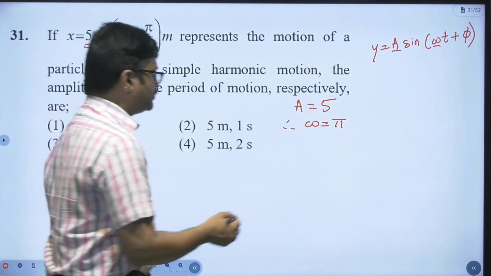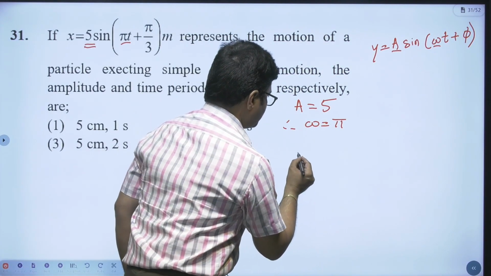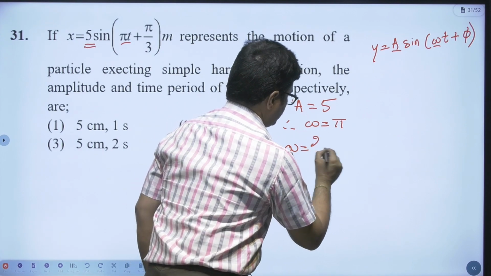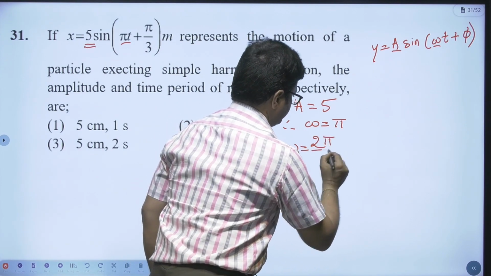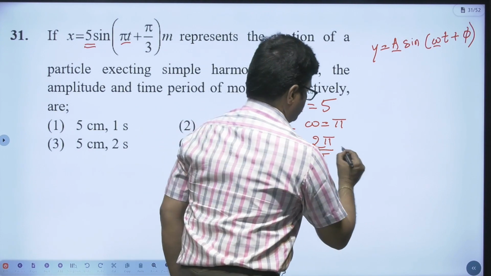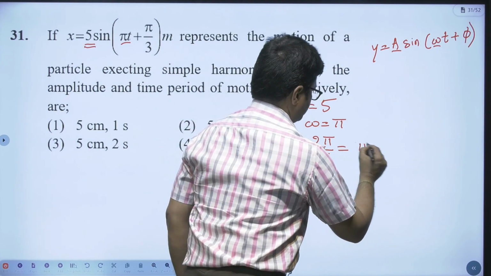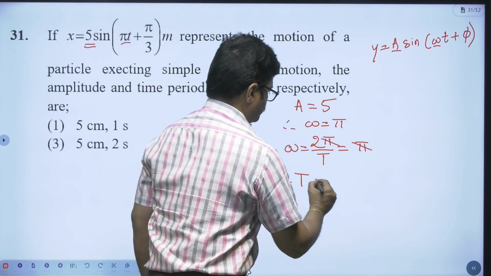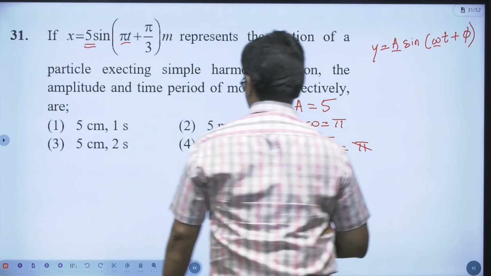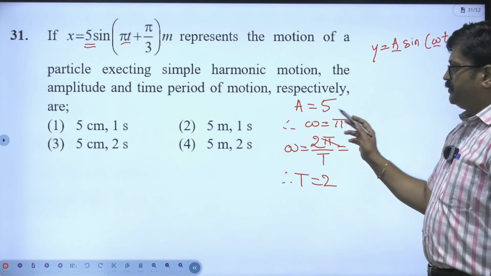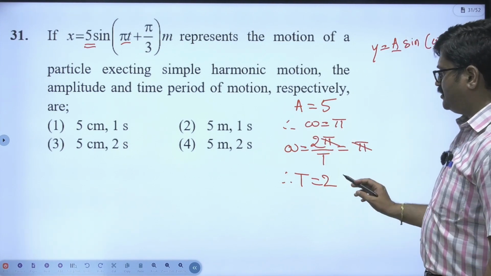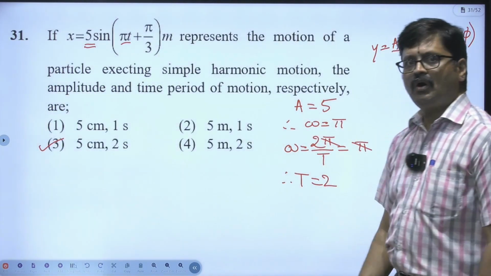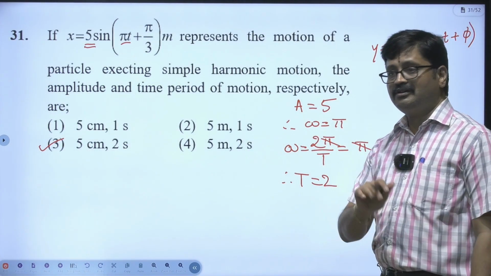Now time period, I can very easily understand that omega is equal to 2 pi by time period. Now this is equal to pi. So you cancel off pi here, then we'll get time period T is equal to 2. So hence amplitude is 5 centimeter and time period is 2 seconds. So option 3 happens to be our right choice.